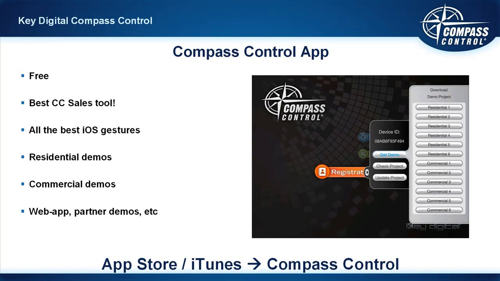They love it. And if you would like to see a different GUI, well, now we're doing that. We actually now have up to 12 different looks and feels in the Compass Control iOS app. How do you go through those? You'll go to our home page here where you have Start, Settings, Registration, press Registration, then Get Demo, and you see Residential 1 through 6 and Commercial 1 through 6.